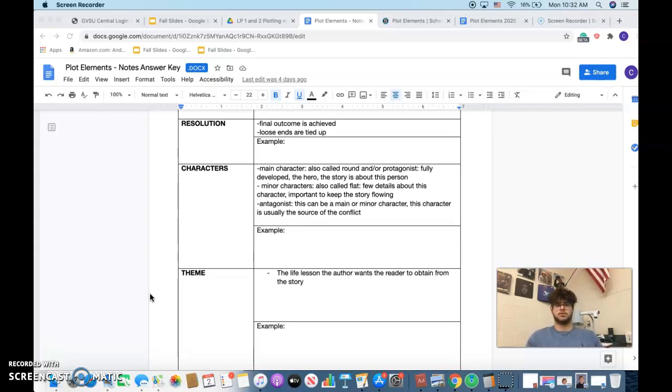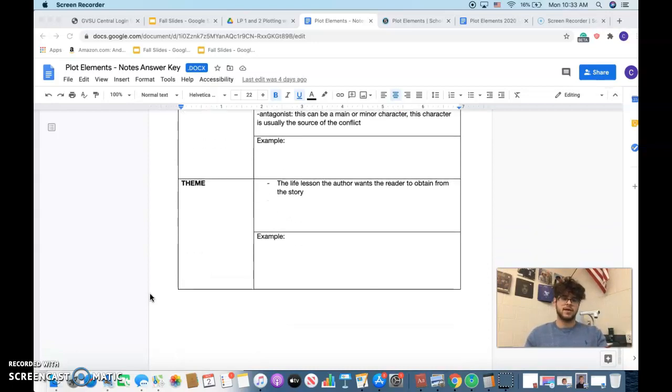Characters are important to keep the story flowing. I would say, for example, Mr. Krabs, Pearl would be minor characters. Antagonists, this can be the main or minor character. This character is usually the source of conflict. If I'm thinking about who is usually a source of conflict in SpongeBob, I would say Plankton, because he's always trying to steal the Krusty Krab formula, and hopefully he never does.